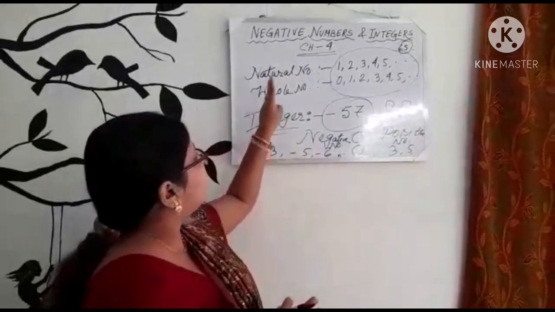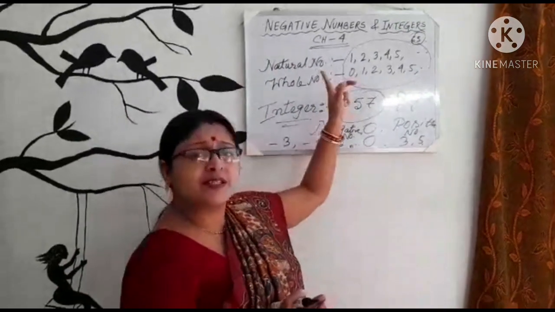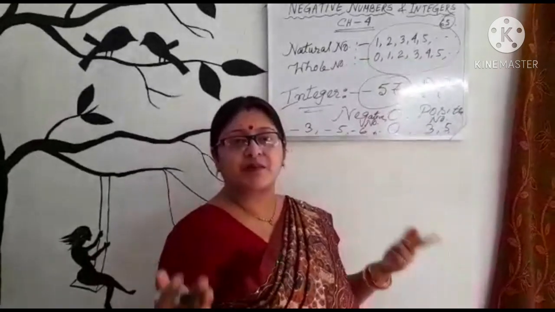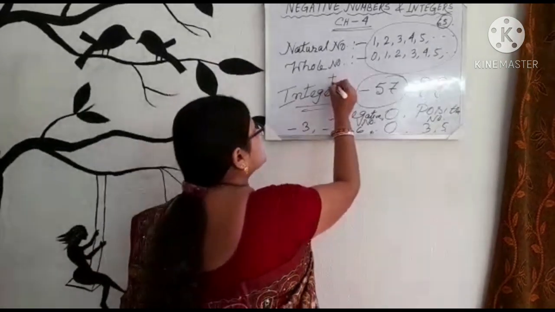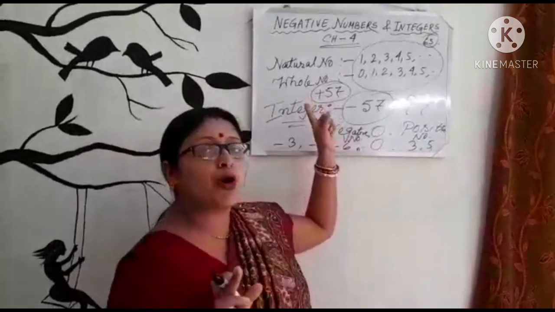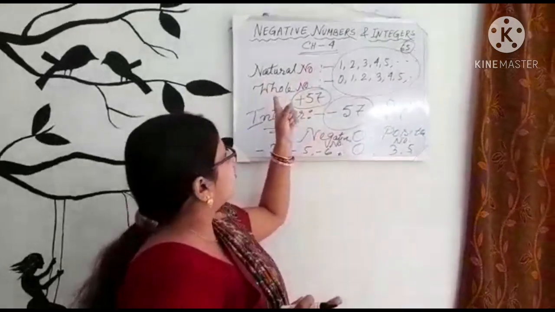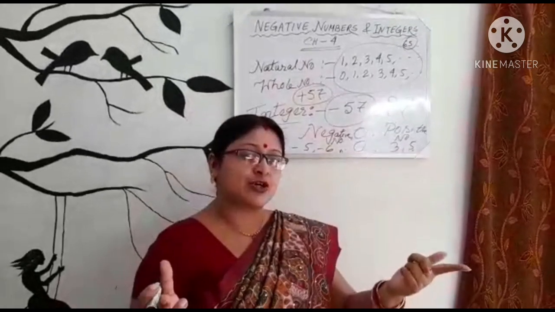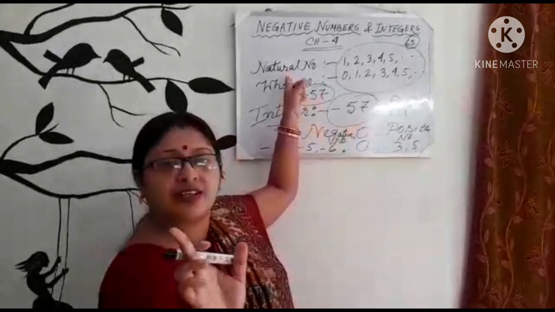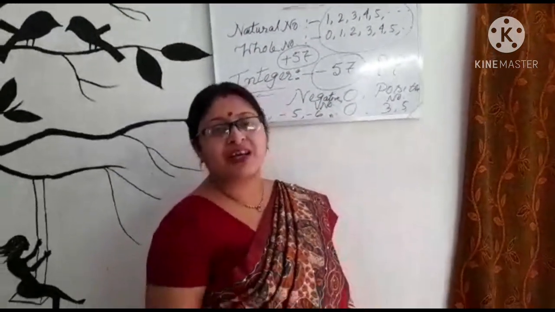Clear? So, again I am telling, natural numbers and whole numbers. Whole numbers mean starting from 0. Now you tell me, minus 57, what is this? Minus 57 is an integer. But plus 57, you tell me. Plus 57 is a positive number. That means plus 57 is a natural number, as well as a whole number, as well as an integer. Clear? But minus 57 is not a natural number, not a whole number. It is an integer.